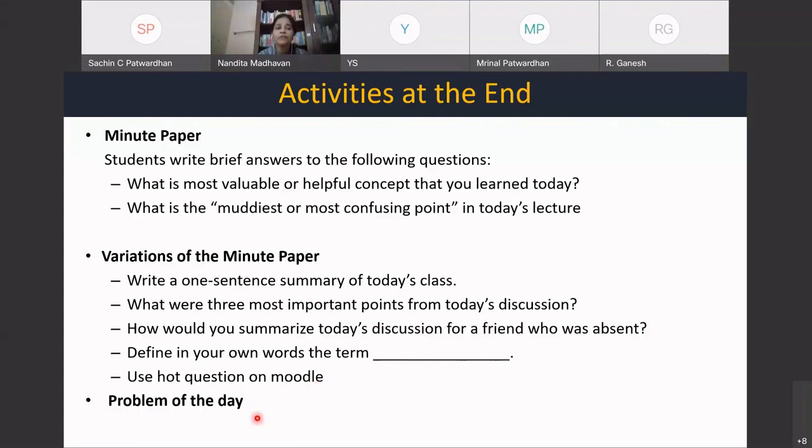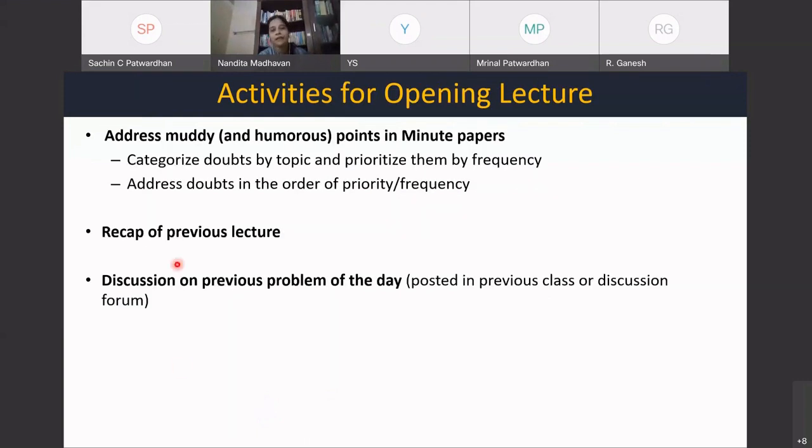The other thing which I've done is giving them a problem of the day, which is not discussed, slightly more challenging. I've asked them to start discussions in an online discussion forum so they can already have discussions on this problem. I usually let them interact with each other in the online forum and say that I would come back to it in the next class. And these are some activities used for the opening part of the lecture.